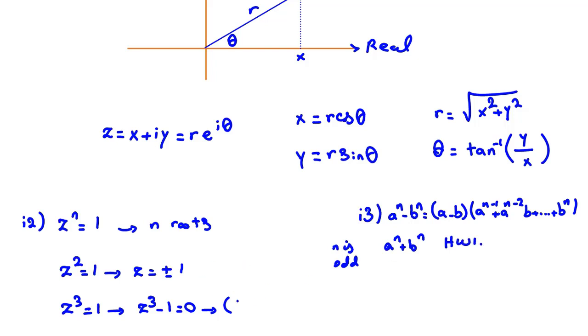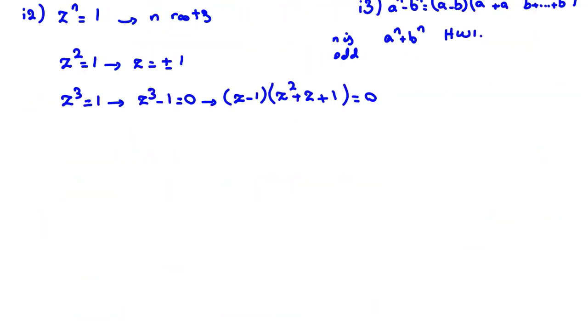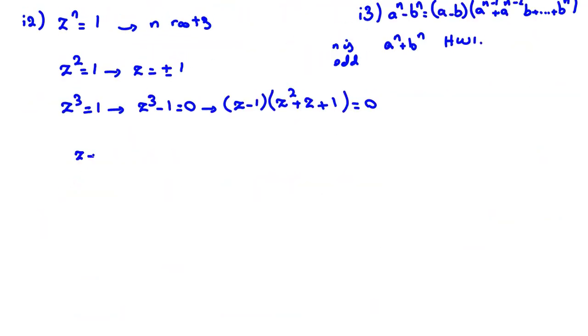Okay, now here it is z minus 1 times z squared plus z plus 1, like this. a is z, b is 1. Equal to 0. Now, when we want to solve this, we say z minus 1 is 0 or z squared plus z plus 1 is 0. For this one, z is 1.